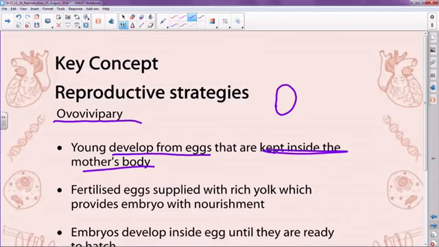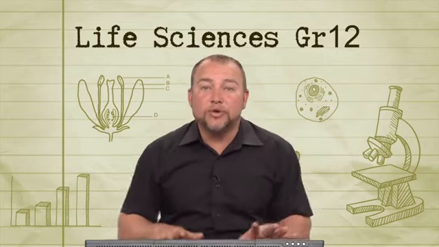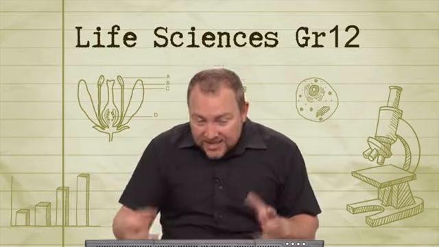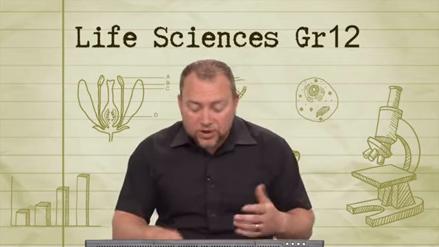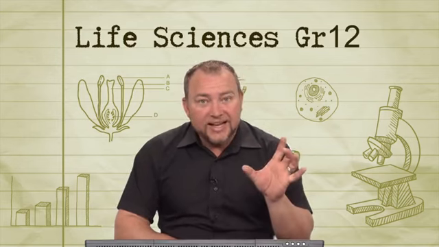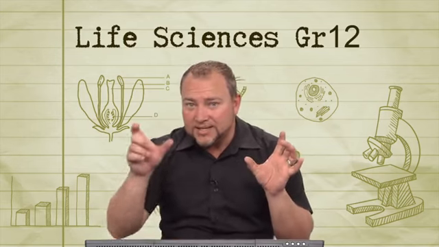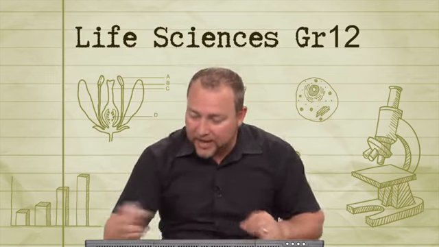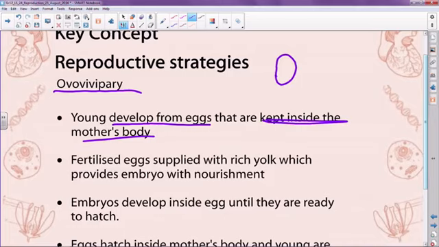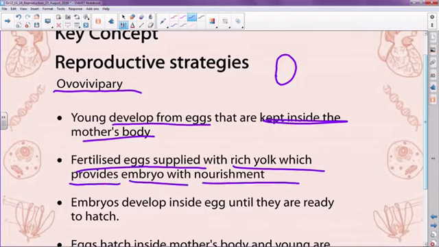So what actually happens is the mother has an egg inside the body, and she carries it around everywhere she goes. So instead of just laying it in a nest, it's inside the mother's body. The best way to look at it is ovo is an egg, viviparous is inside the mother. Ovo, egg, inside mother's body. Now look at all these things: fertilized eggs supplied with rich yolk, which provides the embryo with nourishment. The egg is exactly the same. The two eggs are identical. The mother has produced the egg, and the egg gives the baby all the food, everything it needs.